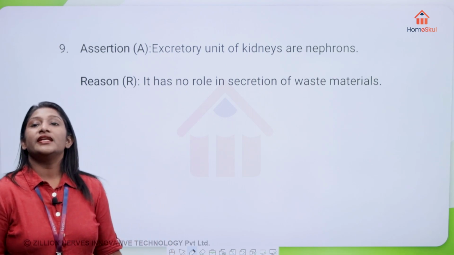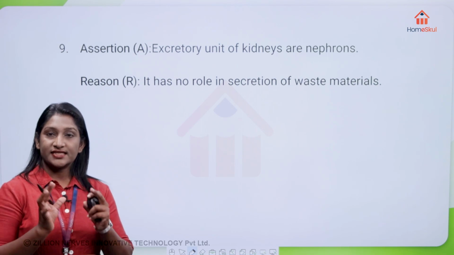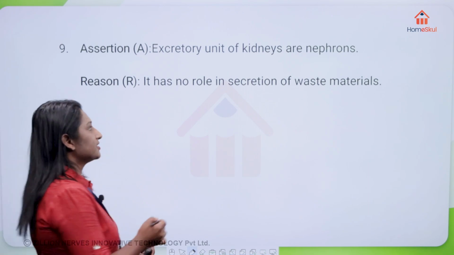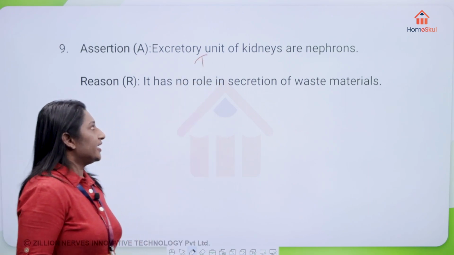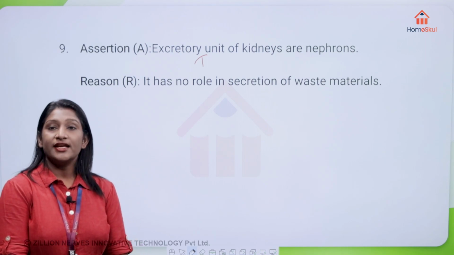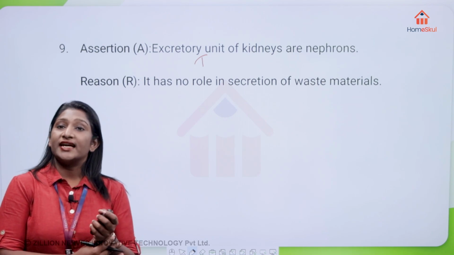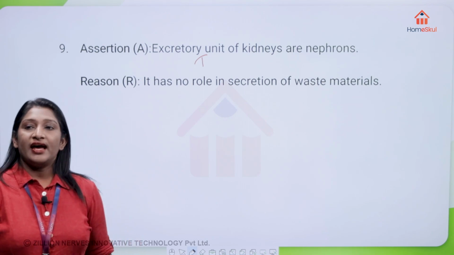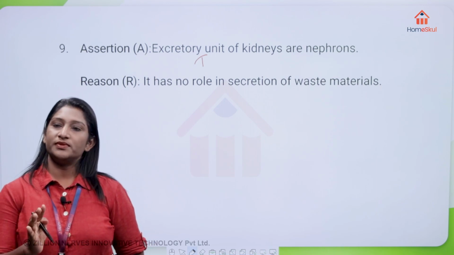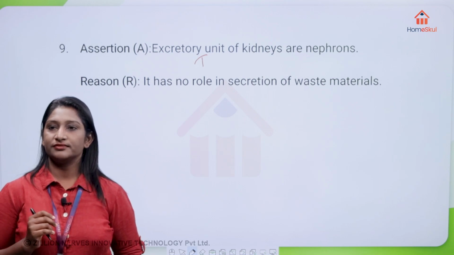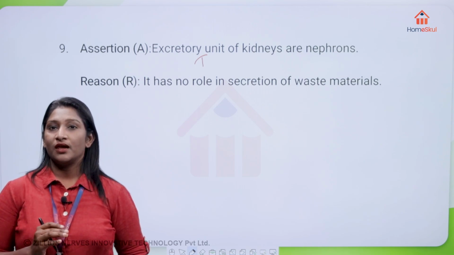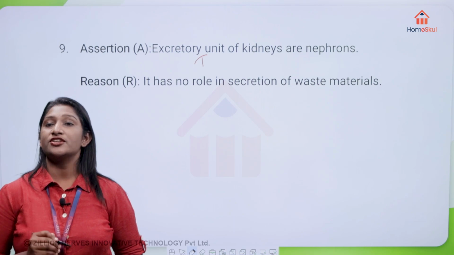Okay, then the next, 9th question. Excretory unit of kidneys are nephrons. Correct or wrong? Yeah, this is correct. True. And it has no role in secretion of waste materials. And have you heard of secretion? Reabsorption, secretion. It has no role in secretion of waste material.